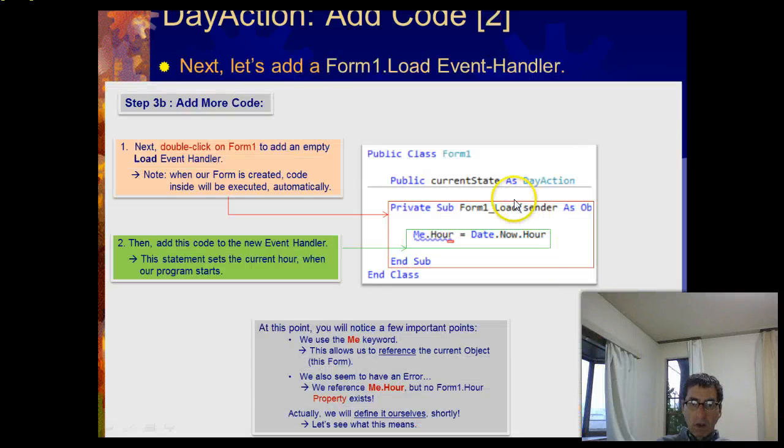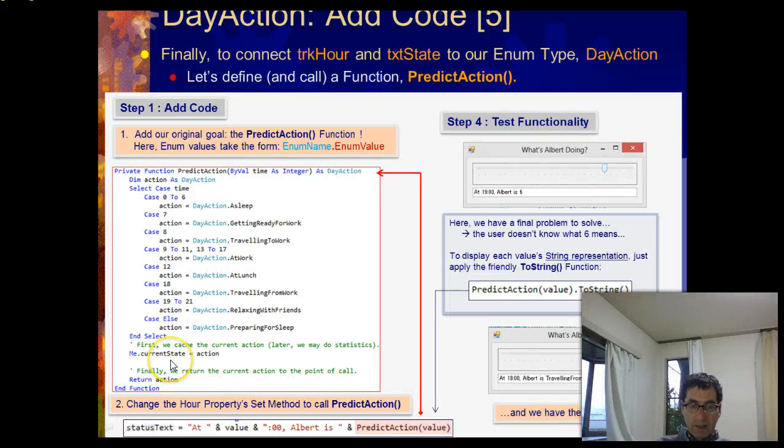me.currentState. Going back to this slide, remember that we had current state is also of day action type. So we created such a variable before. So since current state is also of type day action, we can assign it action because action is also the same type. So we can assign action to that. Now we're just going to keep that. Maybe we're going to do something with it later. But here's really what we want to do, and that is we want to return the action.